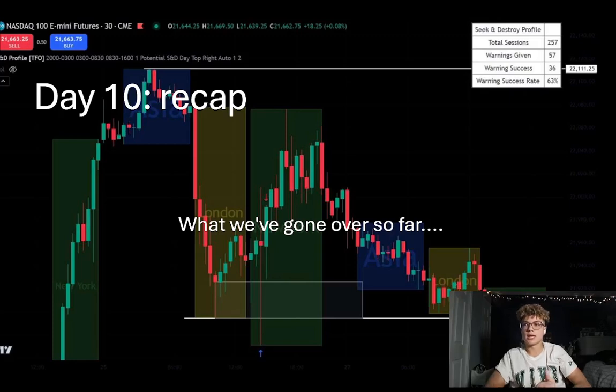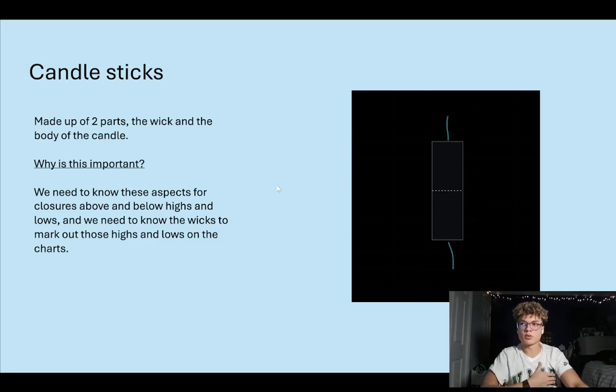So this is going to be a recap of everything that we've gone over so far. I know there's been a lot that we have gone over, so I think it's very important that we address everything that I've gone over with the building blocks, as I call them, for trading. So the first thing we went over was candlesticks.